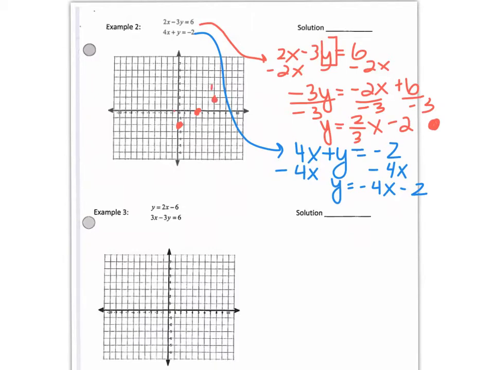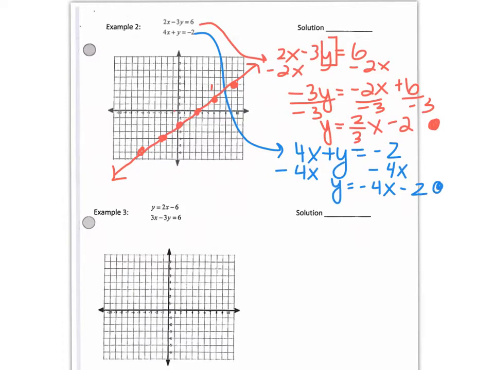up 2 over 3. And I also want to work backwards. So I'm going to go down 2 and back 3, down 2 and back 3. I want to get as many points as I can fit on the graph. So that's my first line.